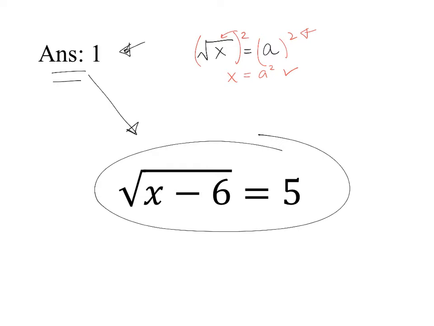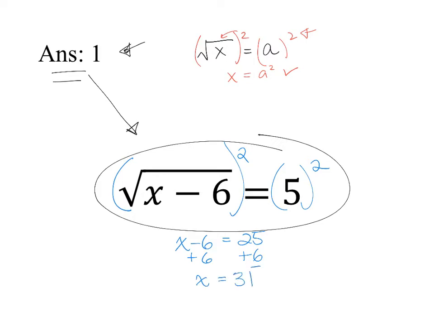So now that you've tried some of them, looking at this first equation, I'm going to undo that radical, so I'm going to square, but again, maintaining balance, square both sides. That means x minus 6 equals 25. It's a regular linear equation. Add 6, we get x is equal to 31.